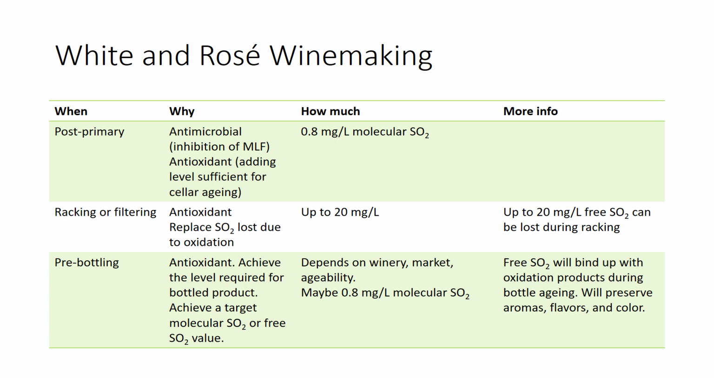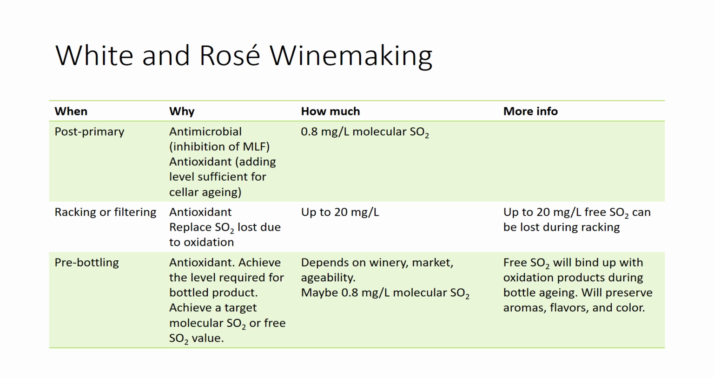We're looking to achieve a target, and that target can change based on winery, market, and ageability. Usually for whites, the target is 0.8 milligrams per liter of molecular SO2. I should actually say that's for a dry white. You would be above 1 milligram per liter of molecular if you were dealing with a sweet white. And we're adding it for the same reasons as the red. That free sulfur dioxide is going to bind up with those different oxidation products during the aging process, and it's going to preserve our aromas, flavors, and color.